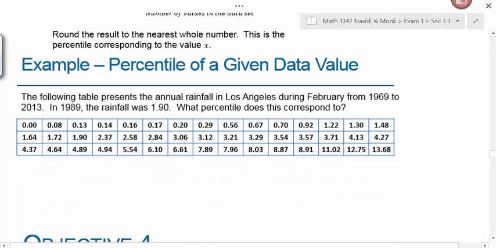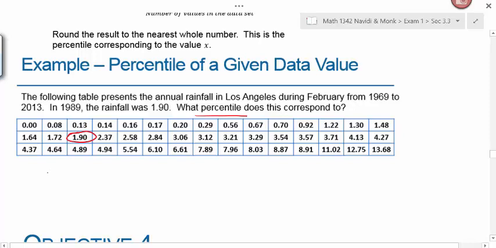Once again, our rainfall data. We don't have to type in anything new. We're told the following table presents the annual rainfall in Los Angeles during February from 1969 to 2013. In 1989, the rainfall was 1.9 inches. What percentile does this correspond to? Now we're looking for the percentile. What I need to do is I go to my 1.9, which is right here, and I want to count how many data values are less than this.